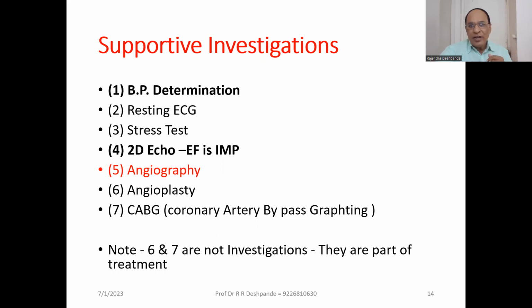And then you have to go for angiography. It will clear the picture about one vessel disease, two vessel disease, three, how many vessels are affected with thrombosis. For one vessel or two vessel disease, you can do angioplasty. If it is three vessel disease, it is CABG, coronary artery bypass grafting. My dear friends, of course, points 6 and 7 are not investigations. These are the points of treatment.